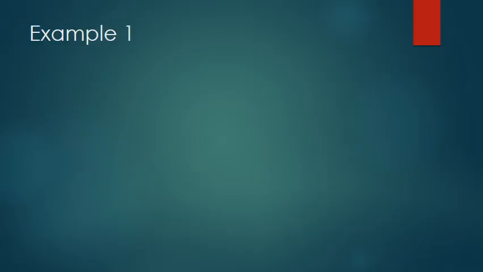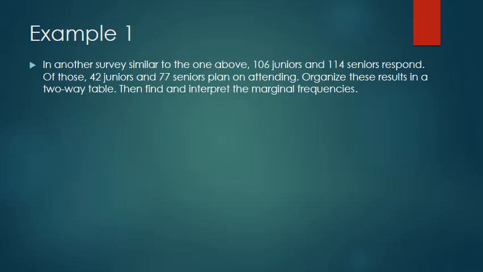All right, example 1. Example 1 says, in another survey similar to the one above, we've got 106 juniors, 114 seniors responded. 42 juniors, 77 seniors are attending this dance. Let's put our results into a two-way table and then find and interpret the marginal frequencies.